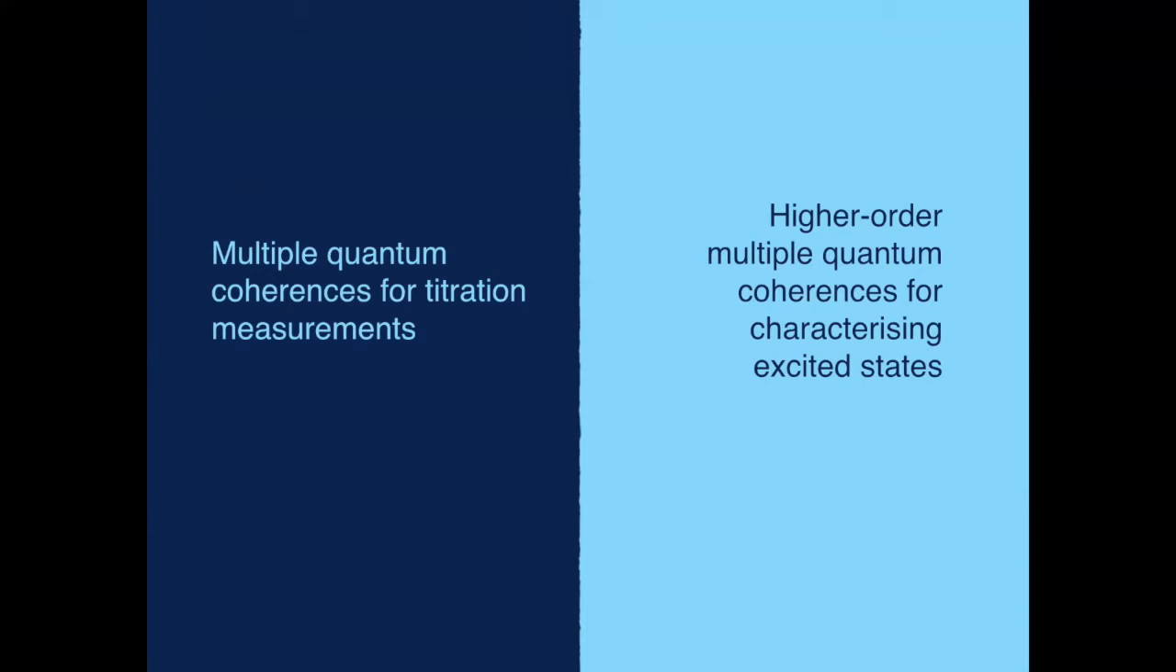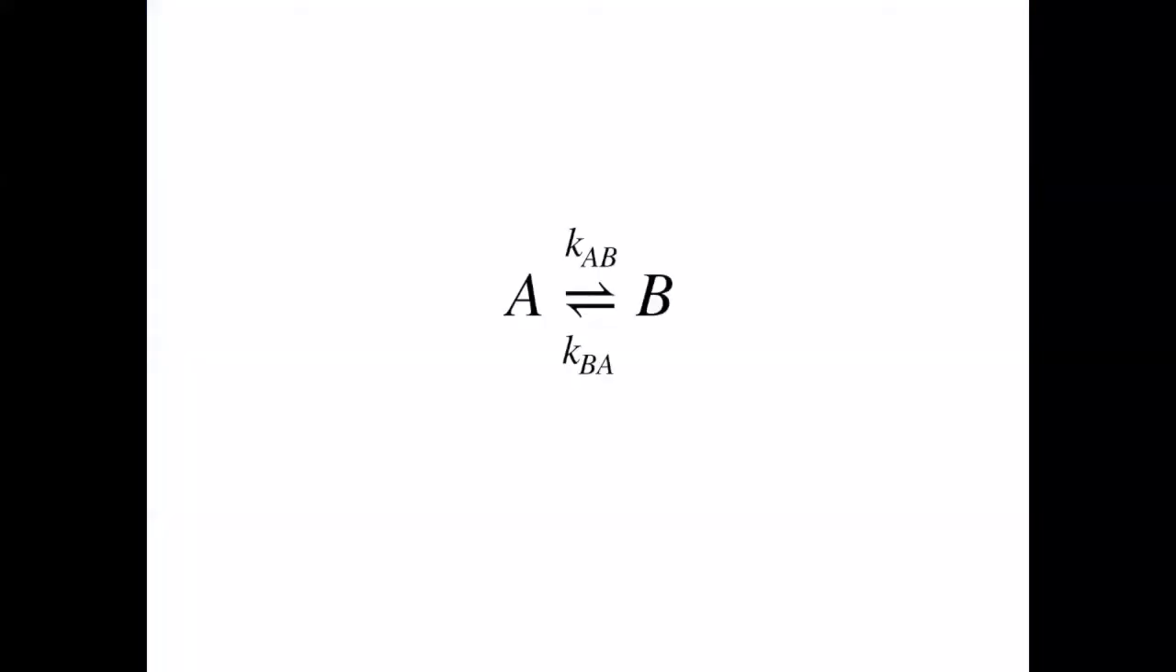So I want to switch tacks now and discuss the use of some higher order multiple quantum coherences for the analysis of excited states. So this is now considering a purely intramolecular equilibrium where you've got some dominant state A and an excited state B. So we now don't have the luxury of an external ligand where we can modulate the exchange.